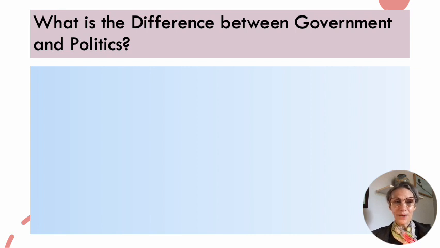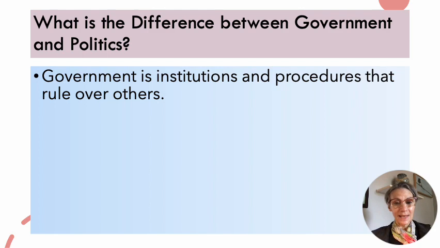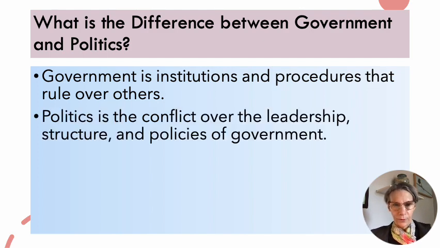Okay, so the last thing we're going to talk about is the difference between government and politics, because this is a class on both. Government is basically the institutions and procedures that rule over the people in that territory. I oftentimes like to think about government as sort of like the skeleton, the infrastructure of a society, the branches of government. Politics is different. I like thinking about politics as sort of like the energy that makes those institutions move.